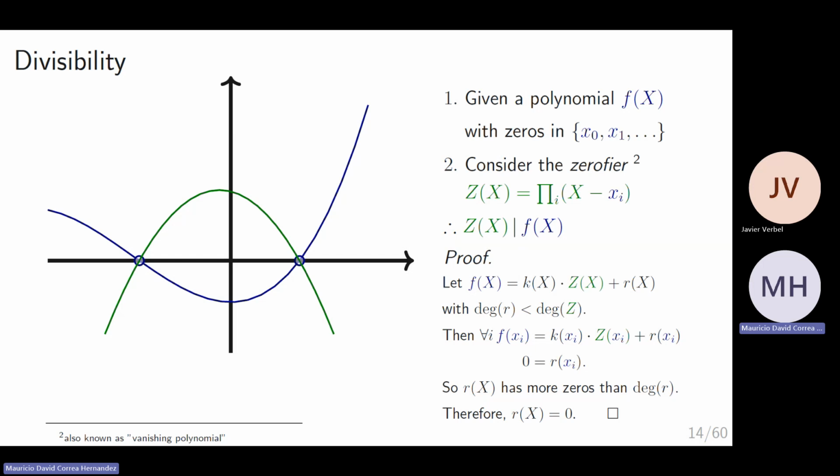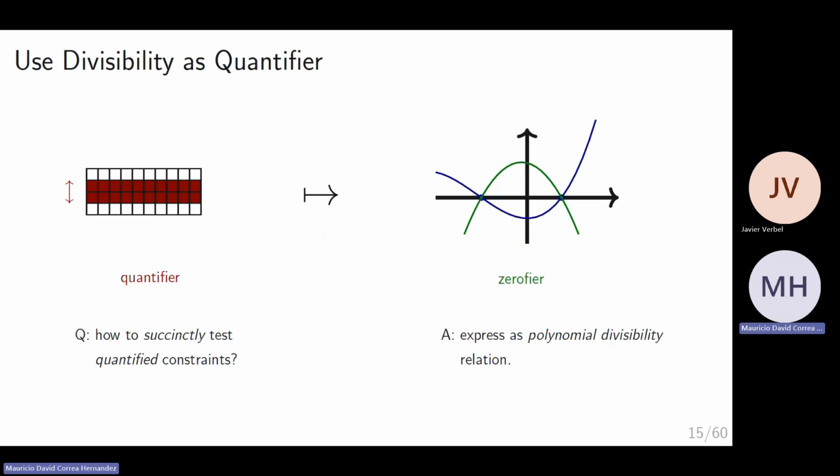And then we start plugging in our roots, and we find that this remainder, when evaluated at every one of those roots, has to be 0. And the degree of this remainder is smaller than the number of roots of this remainder. And so the remainder has to be 0, and therefore we have divisibility. Okay, trivial bit of algebra, very powerful for producing STARKs. So we are going to use divisibility to get around the problem of quantified constraints.